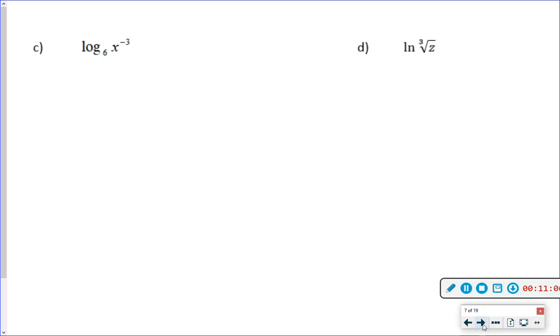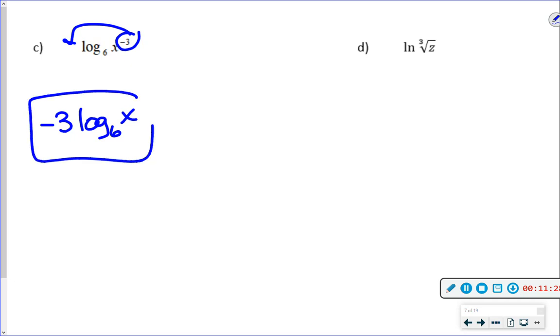Okay, again, directions, can't have that exponent. I can't have a power. So I'm going to use my power property where I just drop that down in the front. So I'm going to make it -3 log base 6 of x. And that is in the directions when it talks about a constant multiple of a logarithm. You're multiplying the log by -3. -3 is a constant. Got it.